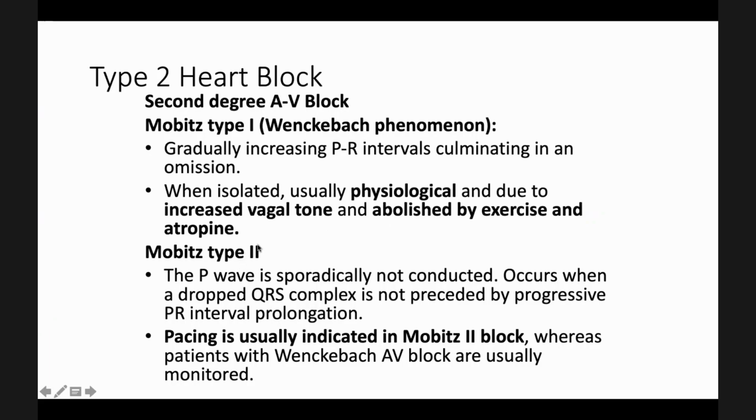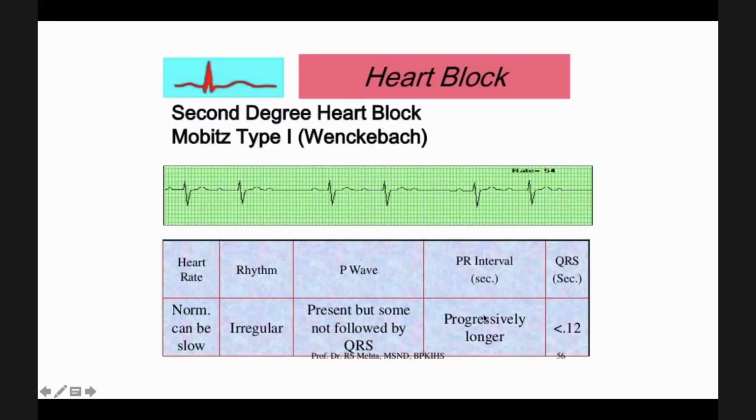Mobitz type 2 is conditions like the 2 to 1, 3 to 1, 4 to 1 blocks. I will show the ECGs, and these are actually not innocent. So you have to do the pacemakers, you have to put a pacemaker if you see this, if the patient is not improving.